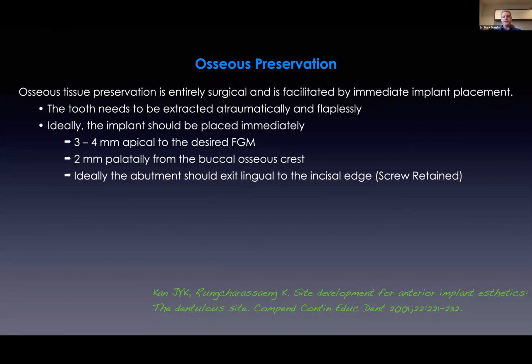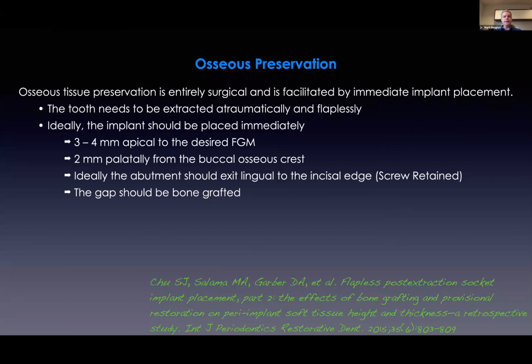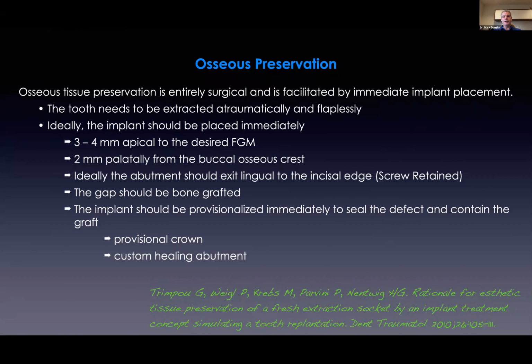Ideally, the abutment should exit lingual to the incisal edge for screw retained. The gap should be bone grafted, and the implant should be provisionalized immediately. That helps to seal the defect and helps to contain the bone graft. And you can do this 2 ways. You can do a full provisional crown, or you can do a custom healing abutment. We're going to talk about both of those today.